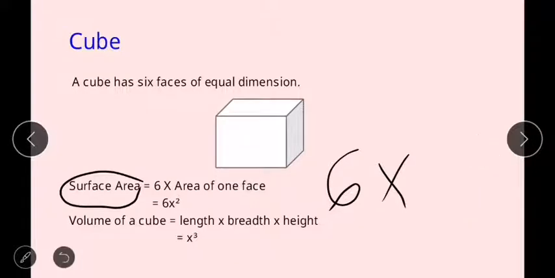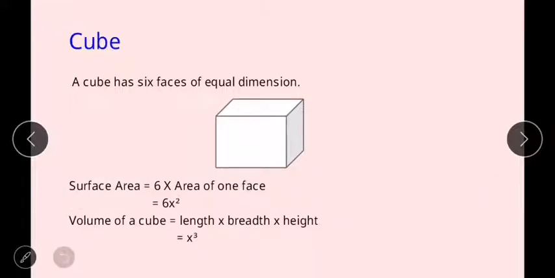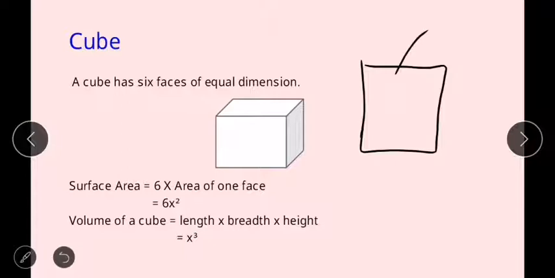How do we calculate the volume of a cube? The volume of a cube is equal to its length times breadth times height. Don't forget, it is known that 6 squares, to be particular, make up a cube. And then we know that all the sides that make up a square are of the same length. The length is the same as the breadth.